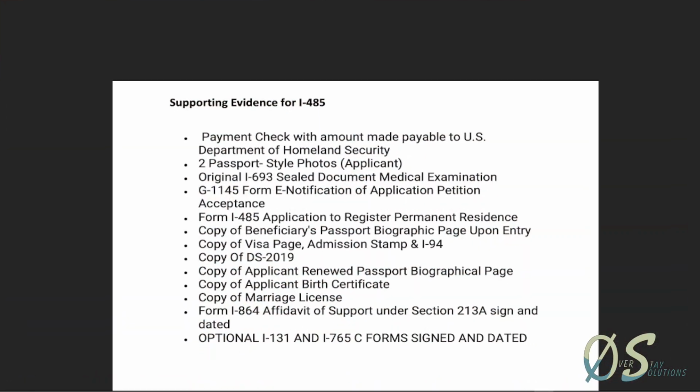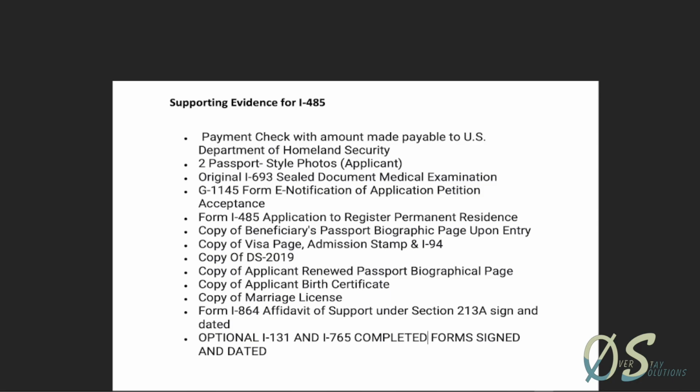For the I-485, it would be a check or a money order made payable to the U.S. Department of Homeland Security, two passport style photos of the applicant, which would be the beneficiary, a G1145 E-notification form, again, the form I-485 completed and signed, copy of the beneficiary's passport biographic page upon entry. So when you came, they stamped your passport. That is the page we're talking about. A copy of your visa page, your admission stamp, and the I-94.